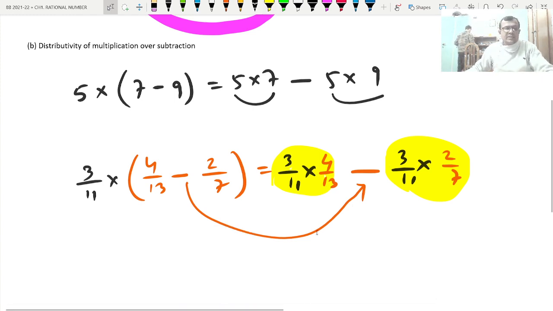Okay, so let us stop here. We have discussed all the four properties: closure properties, commutative properties, associative properties, and distributive properties. Okay, in the next video, we'll discuss few more things.